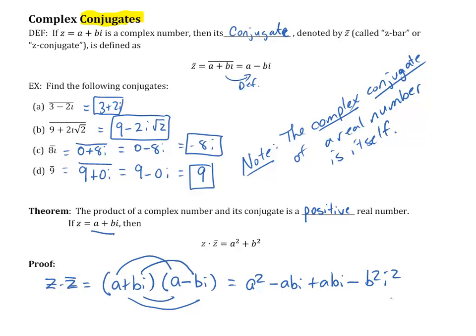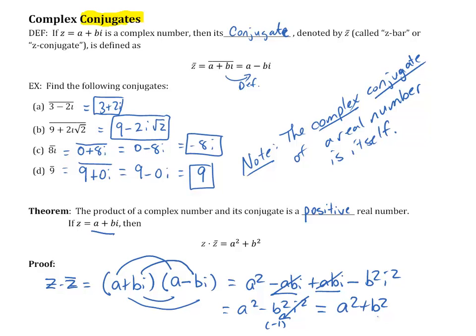Correct? Now, the middle terms of this product will cancel each other out because they're the same, only opposite signs added together. So you end up with a² - b²i². But what is i²? i² is negative 1. So if you have a² - b² times a negative 1, that's a² + b².